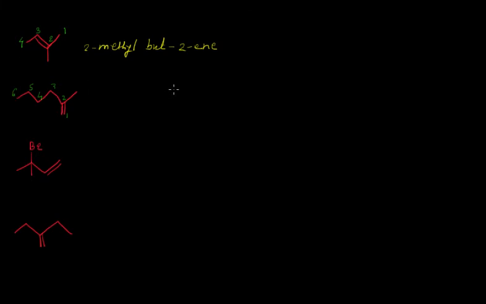So this will become hex. We have the carbon-carbon double bond at position number 1, so this will become hex-1-ene. And the methyl group is present at position number 2. So this will become 2-methylhex-1-ene. Now let us have the third example.